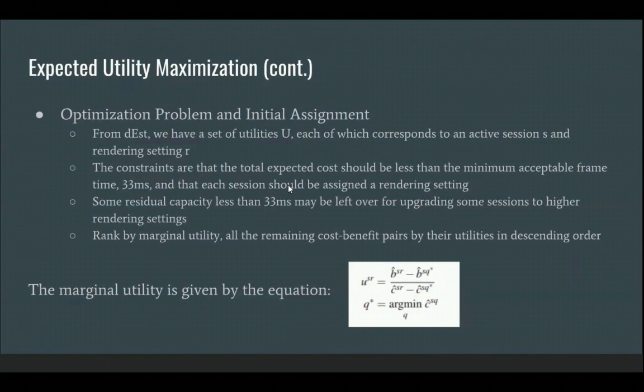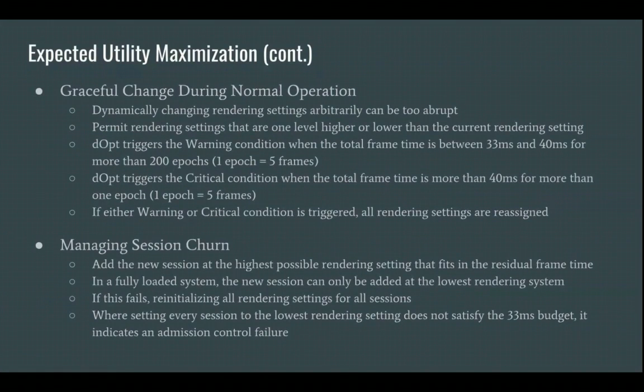So the first question is initial assignment. How do we assign the rendering settings to all the sessions initially? The main idea is to assign the minimal possible rendering settings to all the sessions, and then if any residual time frame is left, we can improve the rendering setting. So we are doing this by using the marginal utility value, which is calculated using the equation that is given over here.